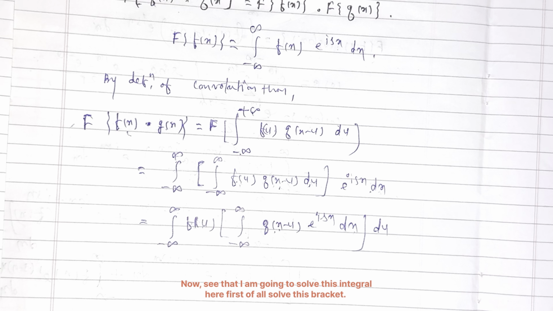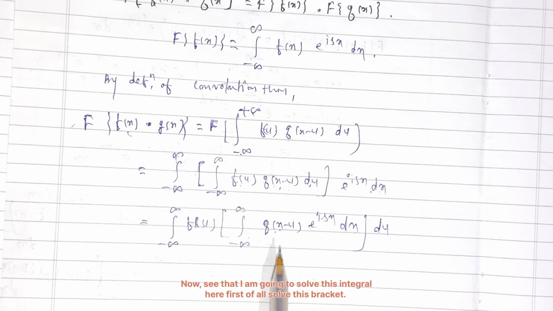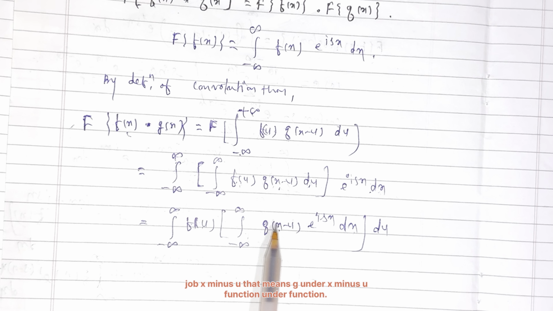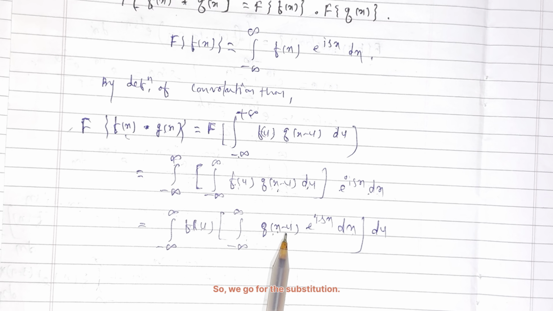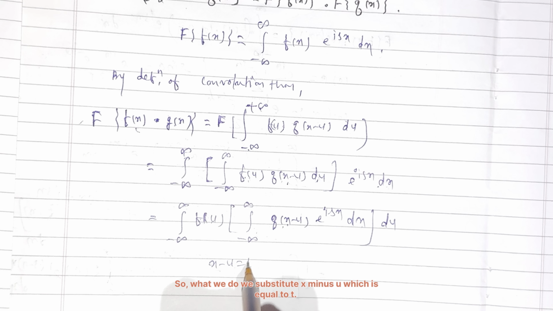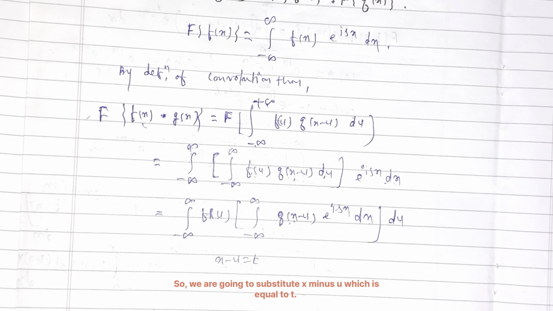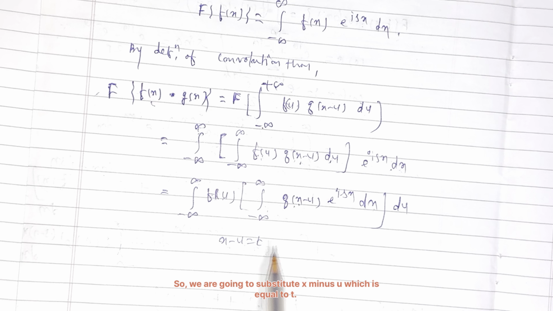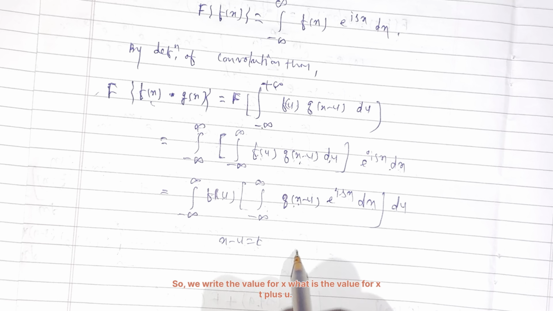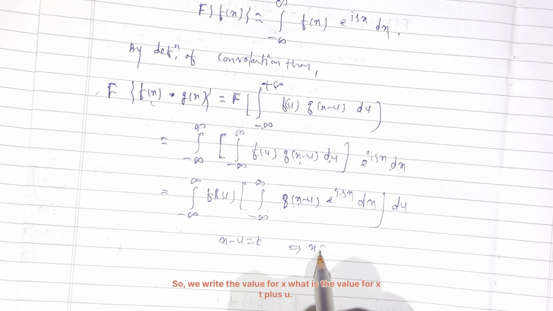Now I'm going to solve this integral. First of all solve this bracket; it is way easier to solve the bracket. As it is having a function under a function, g of x minus u, we go for substitution. We substitute x minus u equal to t, so replace x and also replace dx. What is the value of x? It is t plus u.